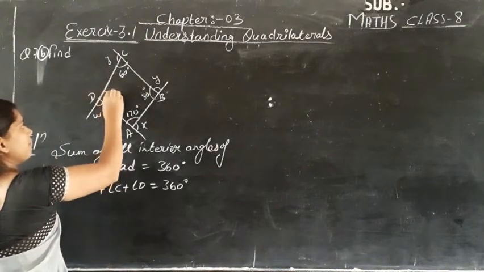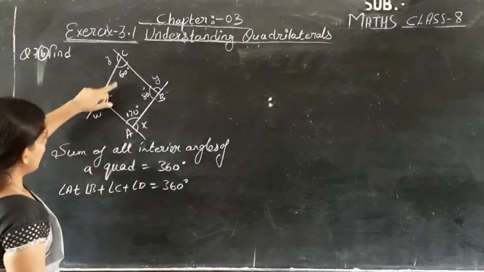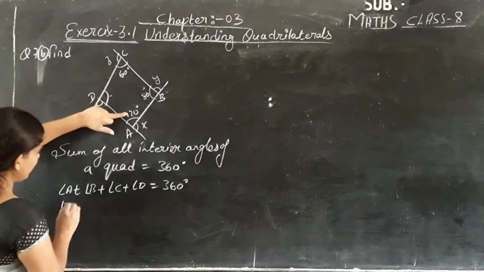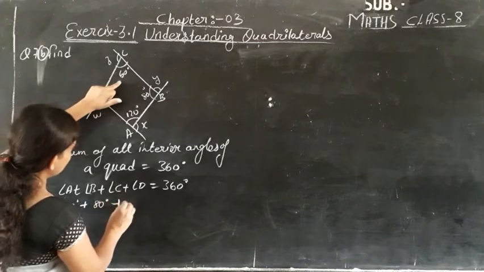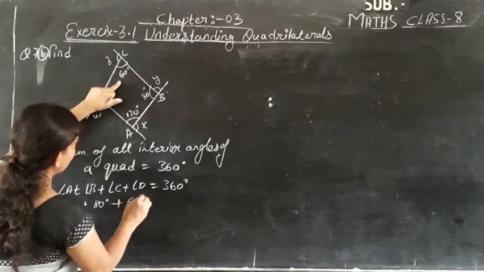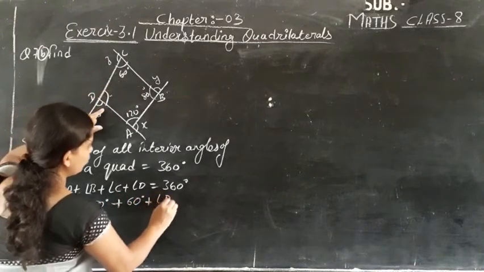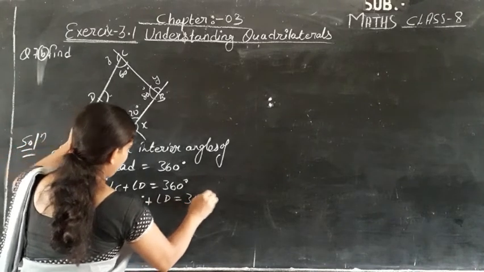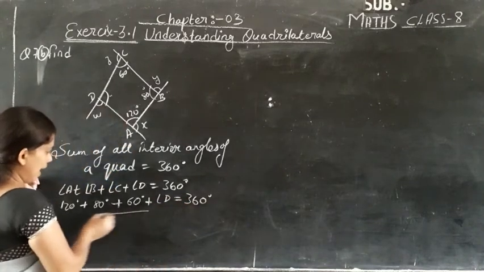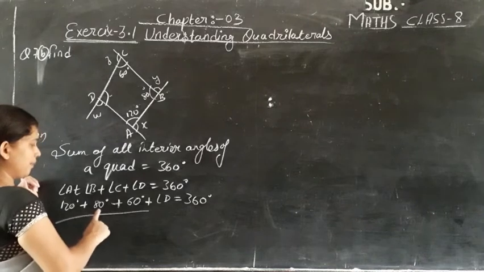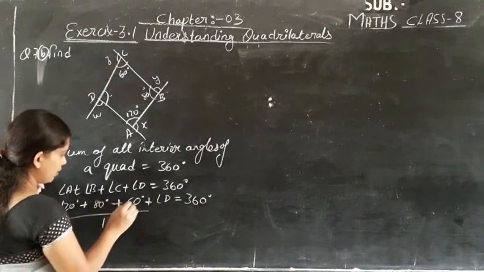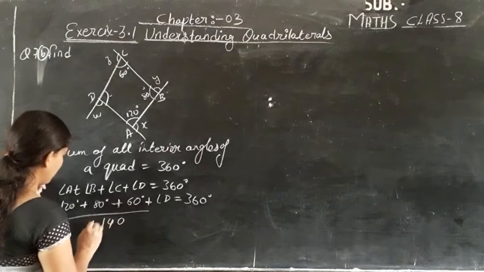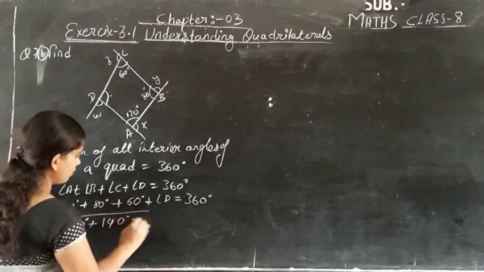Here we have to find the value. Then what is angle A we are having? That is 120 degrees. Angle B we are having 80 degrees, plus angle C we are having 60 degrees, plus angle D we have to find. Clear up to here? Then add all these numbers. How much will you get? 0 plus 0, 0. 8 plus 6 will be 14, plus 120 is equal to 360.